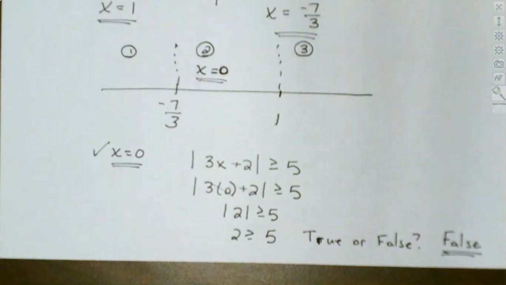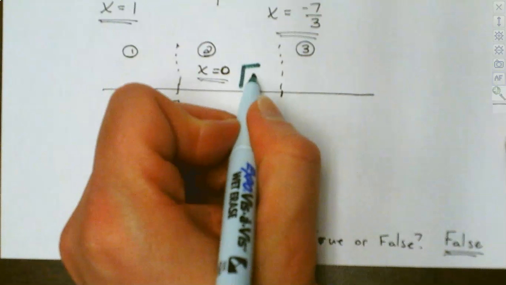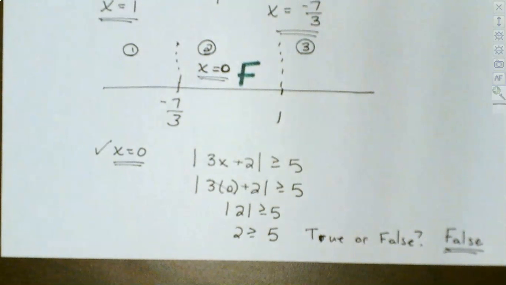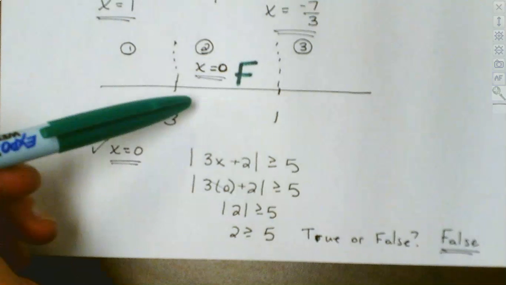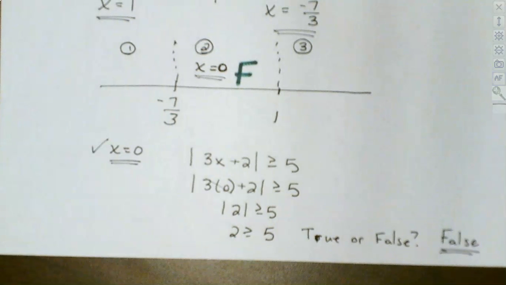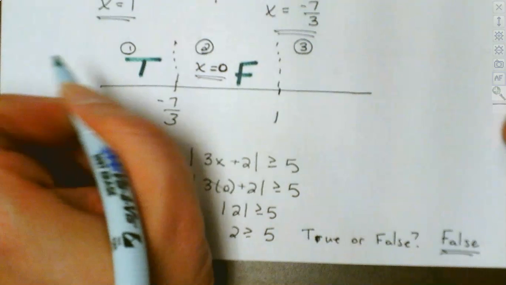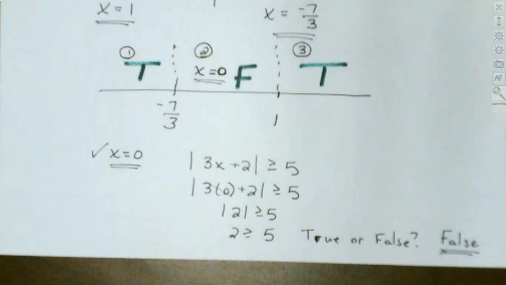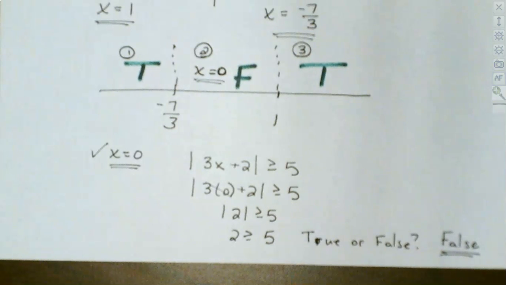Now, where is 0 located? 0 is located right here in the middle. And we found the middle to be false. Now it always switches back and forth between true and false. These numbers are where it switches from true to false. So if it's false in the middle, then that means the outer edges must be true, because they always switch. Now, where do we shade? We shade the true regions. So we're going to shade the true part.